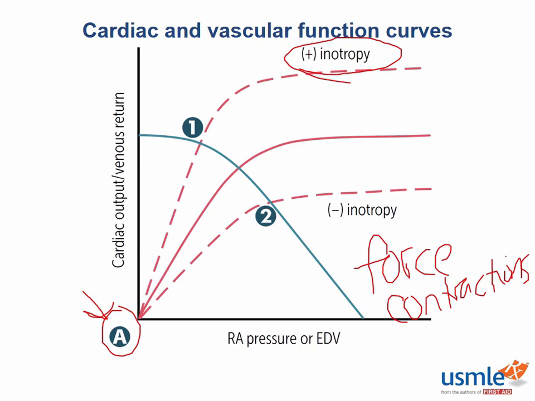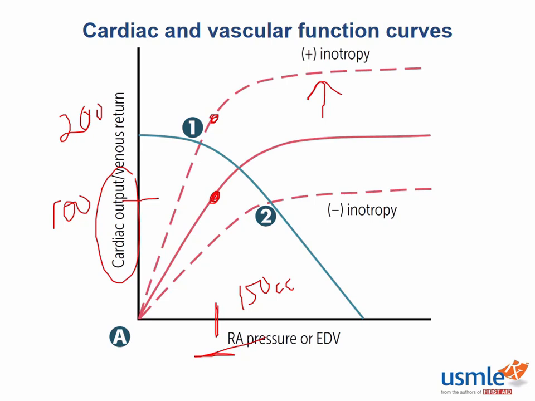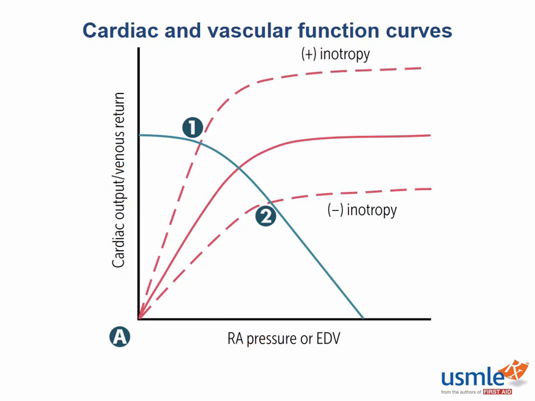We can see here that when there's increased inotropy, we see an increase in this cardiac function curve. So we can see that there is an increase in cardiac output for any given end diastolic volume. So we look at this end diastolic volume, say it's 150 cc's. We can see that when we have positive inotropy, we go from a cardiac output of 100 to a cardiac output of 200. I'm just making up numbers here. But we can see that as we increase inotropy, we increase our cardiac output independent of end diastolic volume. So this is key here, and it's shown graphically as increase in inotropy increases our cardiac output independent of preload.